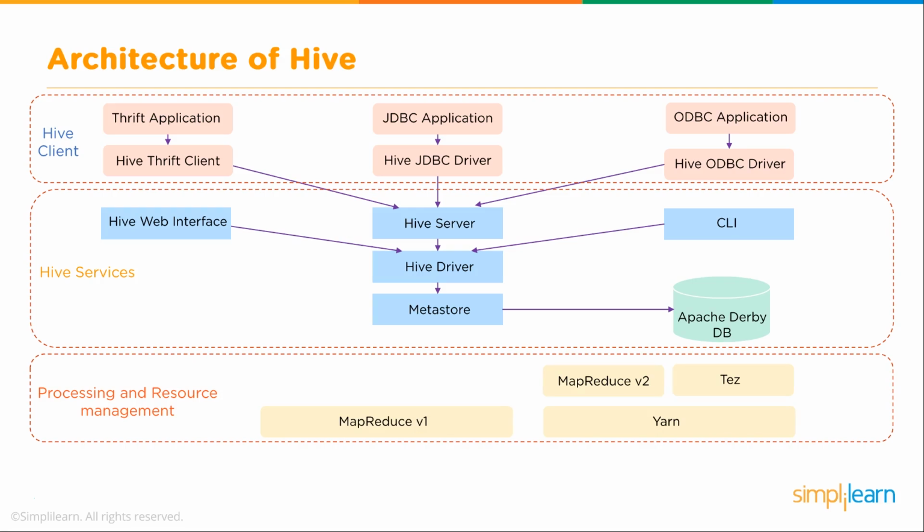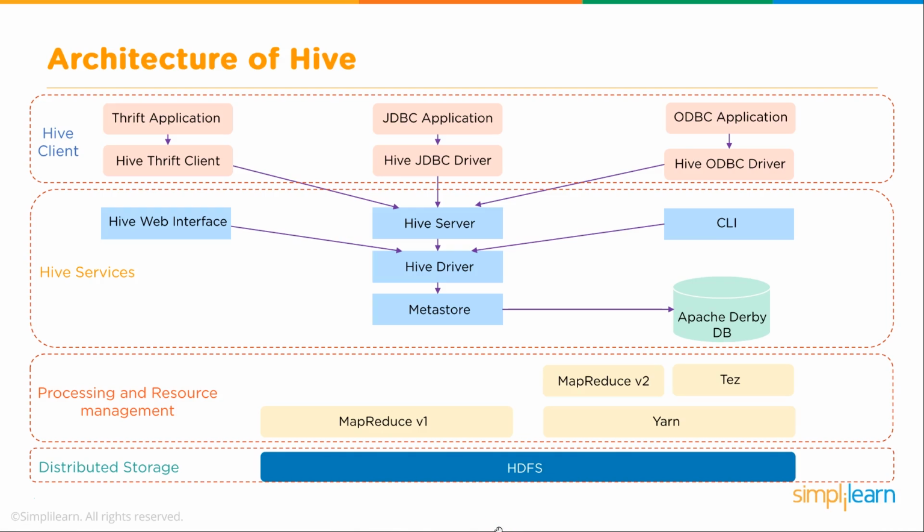Processing and resource management is all handled by MapReduce v1. You'll see MapReduce v2, Yarn, and Tez. These are all different ways of managing these resources depending on what version of Hadoop you're in. Hive uses the MapReduce framework to process queries.